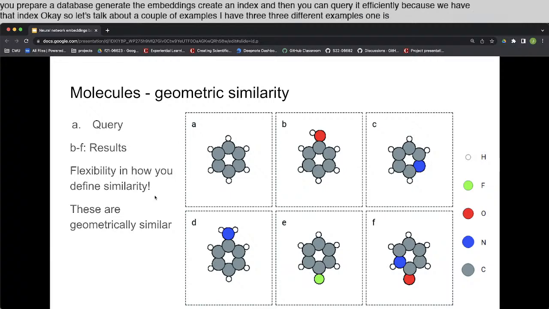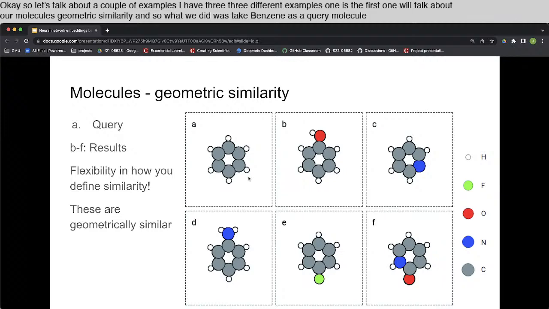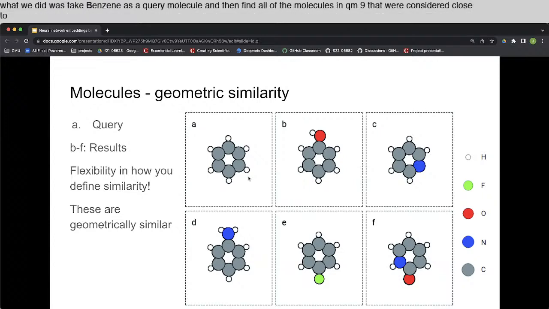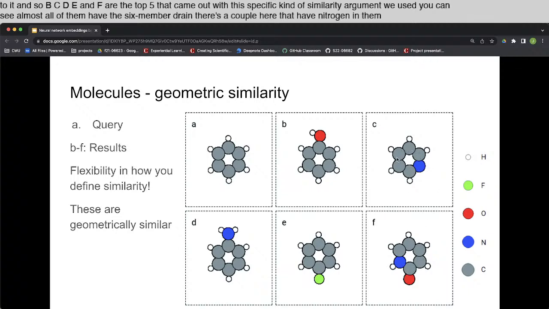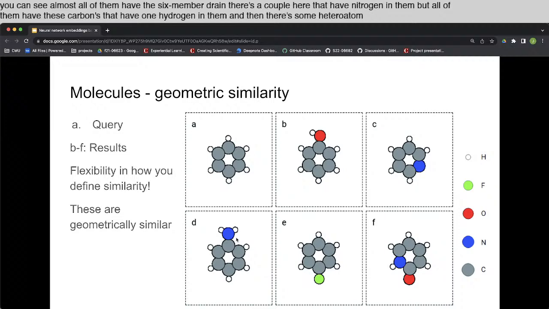The first one we'll talk about is molecules, geometric similarity. What we did was take benzene as a query molecule and then find all of the molecules in QM9 that were considered close to it. So B, C, D, E, and F are the top 5 that came out with this specific kind of similarity argument we used. You can see almost all of them have the 6-membered ring. There's a couple here that have nitrogens in them, but all of them have these carbons that have 1 hydrogen in them, and then there's some heteroatom similarities as well.